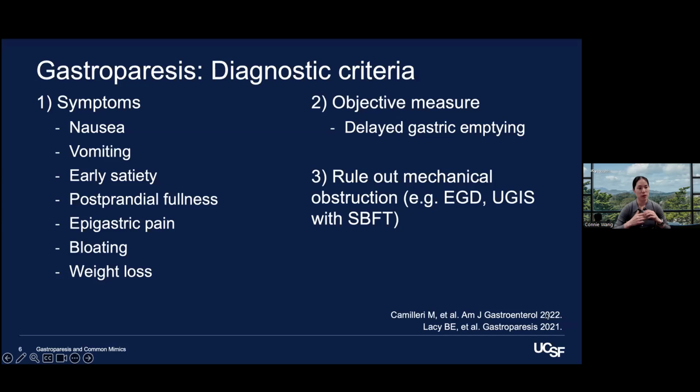So let's move on to how we define gastroparesis. Really, this is a syndrome of cardinal symptoms, including nausea, vomiting, early satiety, postprandial fullness, and it can also include epigastric pain, bloating, weight loss, as well as the objective delay in gastric emptying. And then thirdly, there has to be absence of mechanical obstruction. So we really have to rule out any underlying mechanical obstruction, and that can be done by various studies.